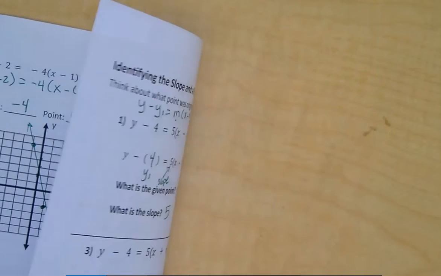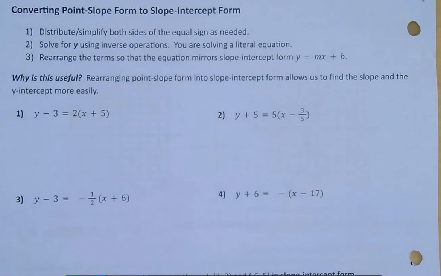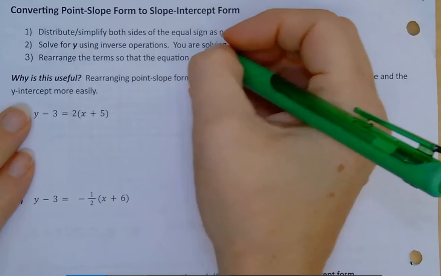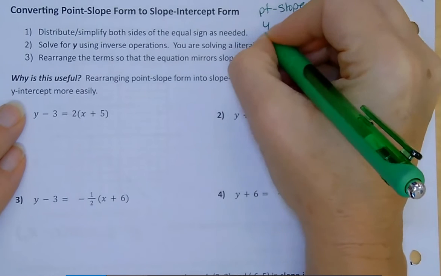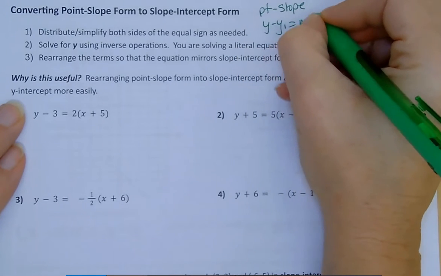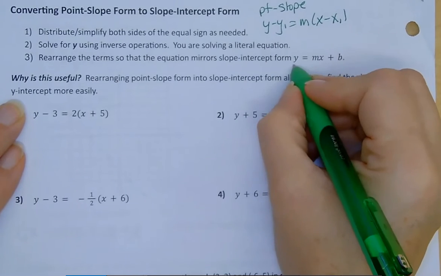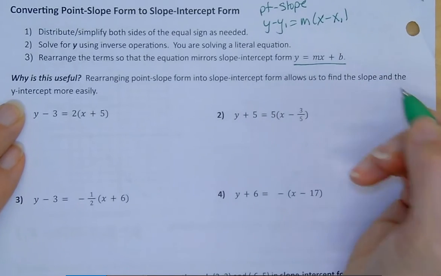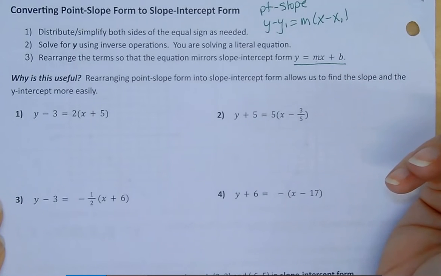Okay, we're almost through our notes. Our last page asks us to convert point slope form to slope intercept form. Okay, so our point slope form, just to remind you, point slope is y minus y sub 1 equals m times x minus x sub 1. And here's our slope intercept form, slope and intercept. So we want to get y all by itself, basically, if you want to think about it that way.